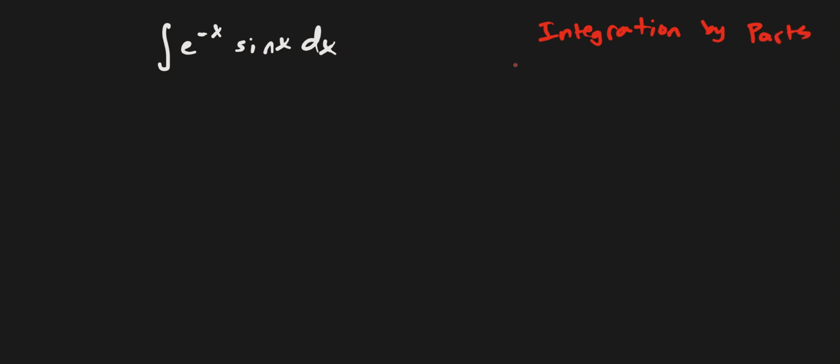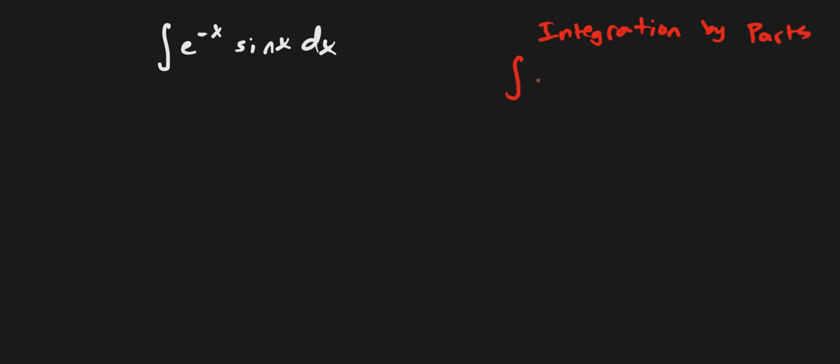Okay, so in this video, I'm going to be finding the antiderivative of e to the negative x sine x dx. And I need to use the integration by parts formula because I cannot use the u substitution method or reverse power or other things that we know to solve. So I need the integration by parts. And the integration by parts is as follows.